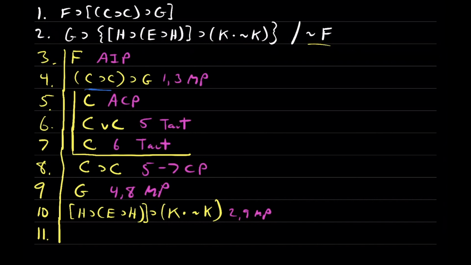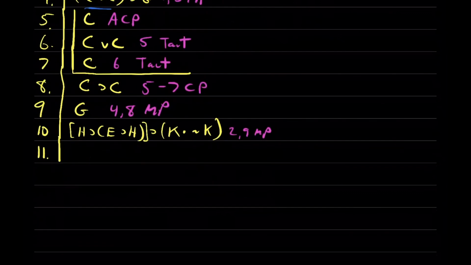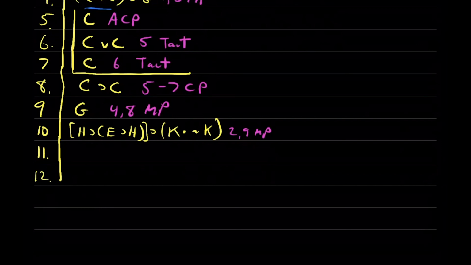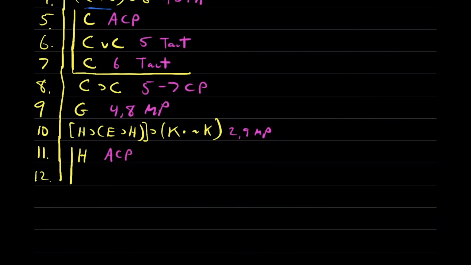I'm going to scroll down here. If we have to scroll back up and down, that's okay. So I know I need the left side of this conditional on line 10, but that itself is a conditional. So I'm going to start another conditional proof sequence. I'm going to start out by assuming H. Again, we have to start a new assumption line here. Assume H on line 11. And that's going to be ACP, assumption for conditional proof.